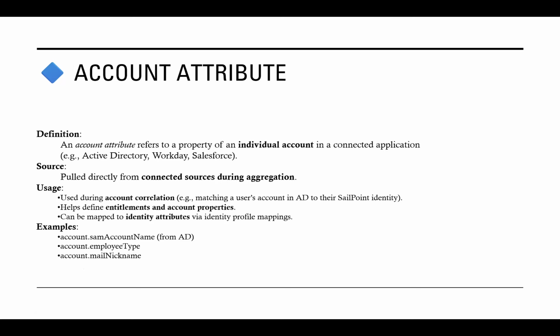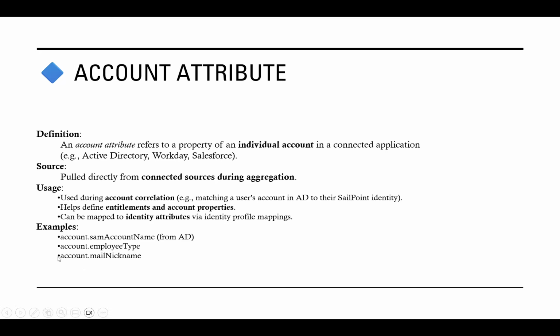And from where does the data come into the account attribute? They will be directly pulling the data from the connected sources during aggregation. Identity attributes also get this data during the aggregation itself. So where are these values used? They are used during account correlation. They are used in defining entitlements and account properties, and these can be mapped to identity attributes via identity profile mappings.